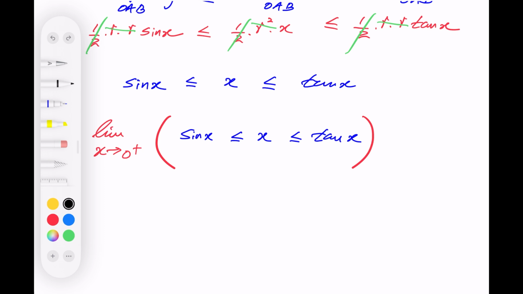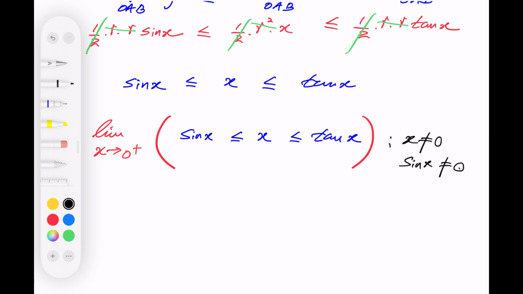Therefore, we have to first check that condition. We have limit x approaches 0. That means x is not equal to 0. X is not equal to 0 means sine x will not be equal to 0.